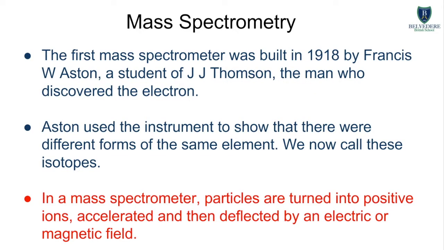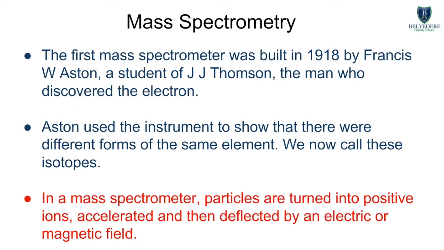Now let's shift to look at mass spectrometry. So this is the new part at A level, and this is the part that you've most likely not seen before. So the first mass spectrometer was built back in 1918, so just over 100 years ago, by Francis Aston, and he was a student of J.J. Thomson, J.J. Thomson being famous and winning the Nobel Prize for discovering the electron.